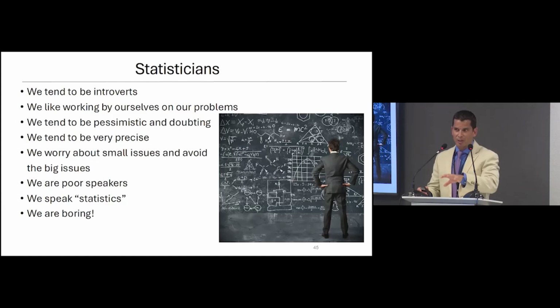So statisticians, we're going to pick on us for a minute. We tend to be introverts. We like to work by ourselves. We tend to be critical thinkers and kind of pessimistic. We tend to be very precise. We worry about all the little small details. Maybe we get stuck in the weeds sometimes. We often are not very good speakers. We speak statistics, and most people find statistics very boring.